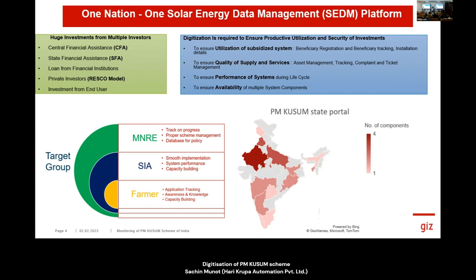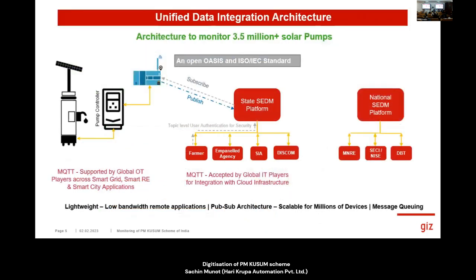Then performance of the systems. Once systems are supplied, they have a warranty period of 5 years, or in some states 7 years in case of componentry. So we need to monitor the performance. The penalty clauses are also there. So performance analysis of the system can be done using this platform, and also to ensure the availability of the system. Whatever system has been supplied, whether it is available or not, we will be able to get that benefit. This program has been funded through GIZ, and it is being implemented in almost 14 to 15 different states of India.